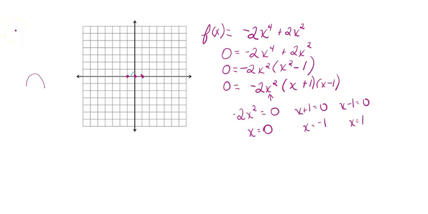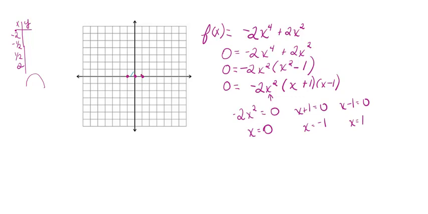One way I can figure this is I could do an XY chart right here. And I could pick numbers to the right and left of my zeros. Like I could pick a -2 for x. I could pick between -1 and 0, like a -1/2. I could pick a 1/2 because that's between 0 and positive 1. And then I could also pick a 2 because that's to the right of positive 1.